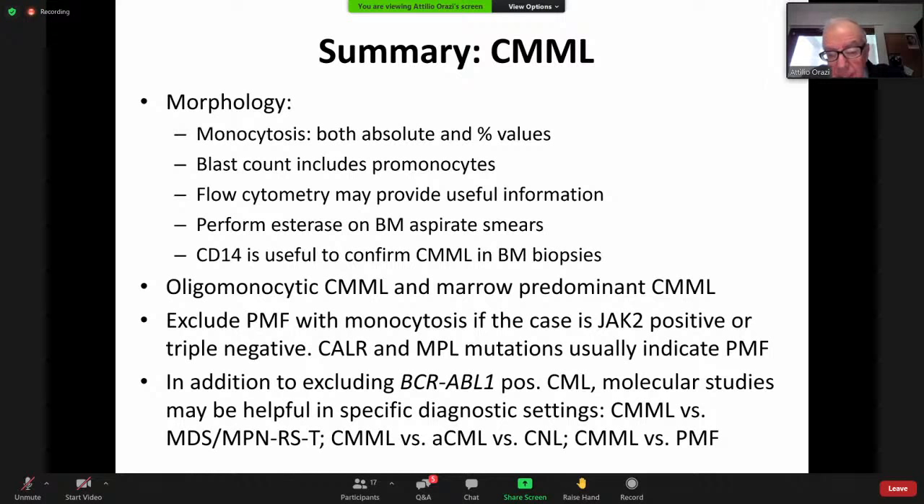So if you have this diagnostic setting, you should use molecular. And the good news, you don't have to repeat a marrow. Those are next generation sequencing studies. You just send peripheral blood.